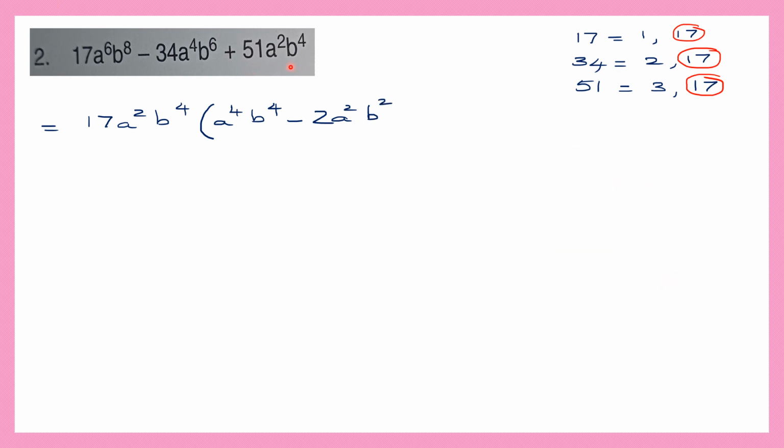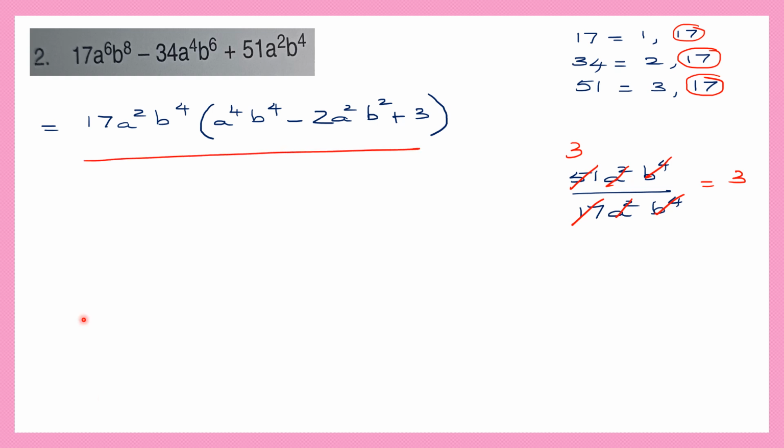Now let's take the third term, that is 51a square b to the power of 4. Let's write that 51a square b to the power of 4 and divide this by the common term, which is 17a square b to the power of 4. So let's write 17a square b to the power of 4. Now here can you see a square b to the power of 4, both are common. A square and a square I can cancel. b to the power of 4 and b to the power of 4 I can cancel. Here also 17 into 3 is 51. So all I have left is 3. So let's write that. So that is plus 3 and we can close the brackets. So this is our final answer.